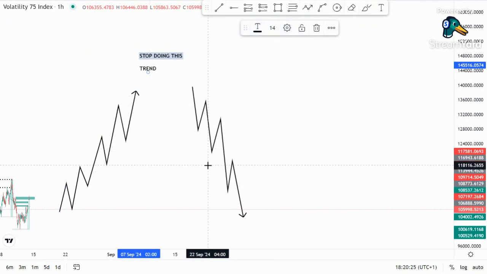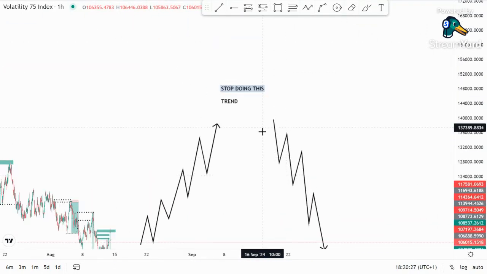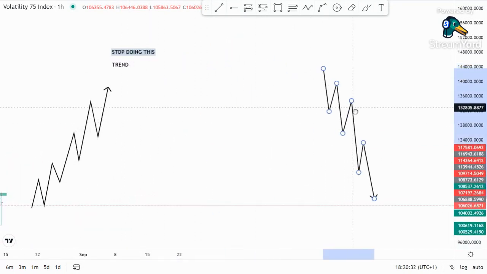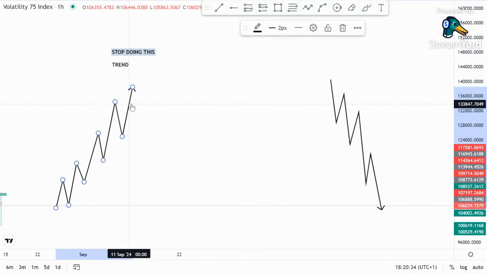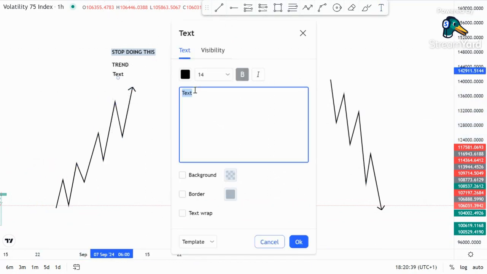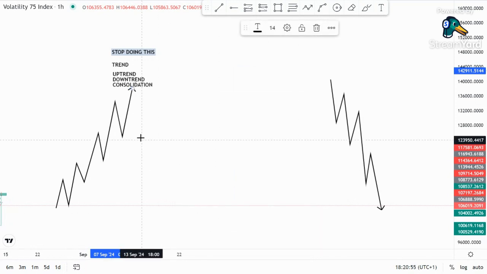So when you have identified that the market is bullish, what do you do next? After identifying that you're bullish on this market, we have the types of trends. The market can either move uptrend, downtrend, and consolidation, right? That is a ranging market. Consolidation is also a ranging market, right?